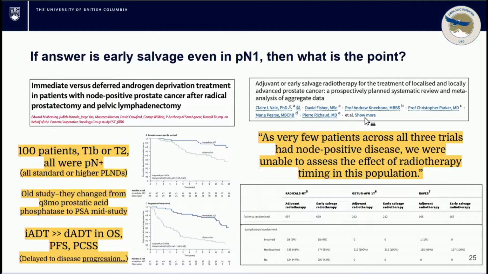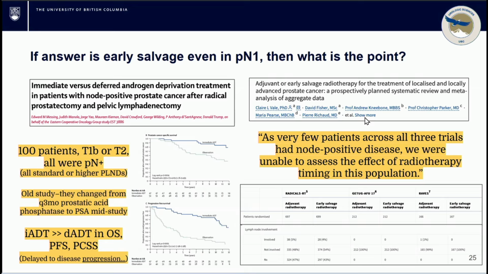And they compared immediate ADT to delayed or deferred ADT, with the main outcomes being overall survival, progression-free survival, prostate cancer-specific survival. So really patient-centered outcomes. And they had 11 years of follow-up. And even with just 100 people, the signal was very strong in favor of immediate ADT. But that said, when they did delayed ADT, this was delayed to the point of disease progression, not PSA rise. So the deferred ADT is very deferred. Also, the study is so old that halfway through the study, they were changing from prostatic acid phosphatase assays to PSA.